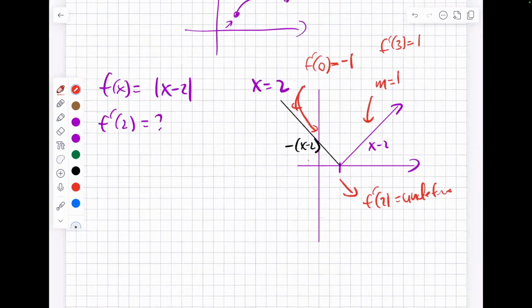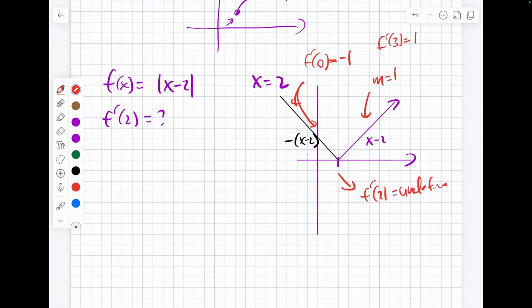Now I'm going to show you f prime of 2 does not exist. I'm going to use the alternative definition of the derivative. So I'm going to take the limit as x approaches 2 from the left. If I approach 2 from the left, which function will I be using: x minus 2, or negative parenthesis x minus 2? Minus f of c. So c is 2, so it's going to be 0. Is that okay? And the x minus 2. Is that okay?